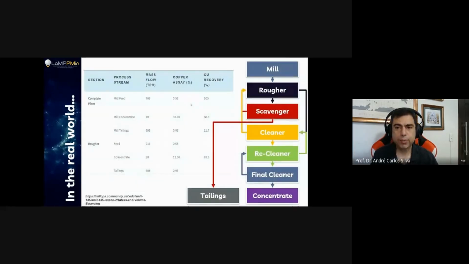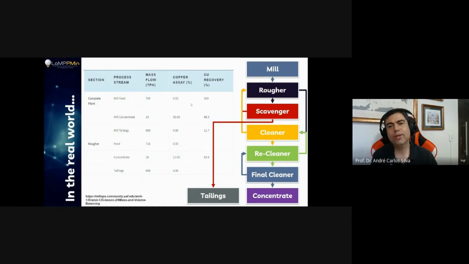Another example from the real world would be something like this. We have the mill, we have a rougher flotation stage, and then we have a scavenger, a cleaner, a recleaner, and a final cleaner. And then we have tailings and concentrate. I put in here all the figures that you need to perform all of your calculations. So I strongly advise you to take these numbers and try to calculate all the recoveries, all the flows, and you're going to see that it's possible.